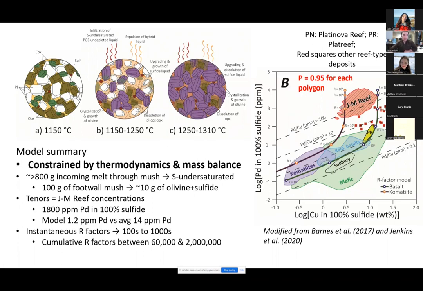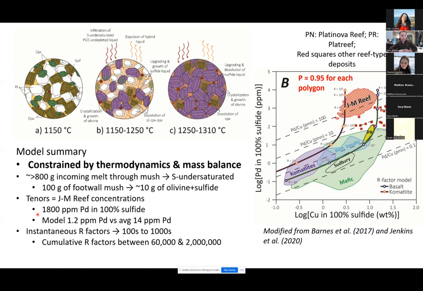So, in summary, this model is constrained by both thermodynamics and mass balance. And we can add about 800 grams of incoming melt to our 100 grams of footwall mush before the system becomes sulfur undersaturated. That initial 100 grams of footwall mush becomes 10 grams of olivine plus sulfide restite before the system becomes sulfide undersaturated. The tenors approach or exceed those of the J-M Reef, and the modeled grades also begin to approach what would be acceptable for J-M Reef grades.